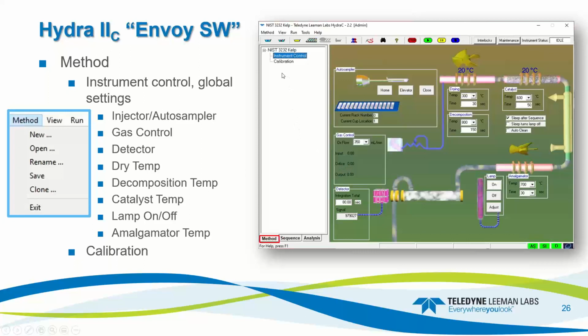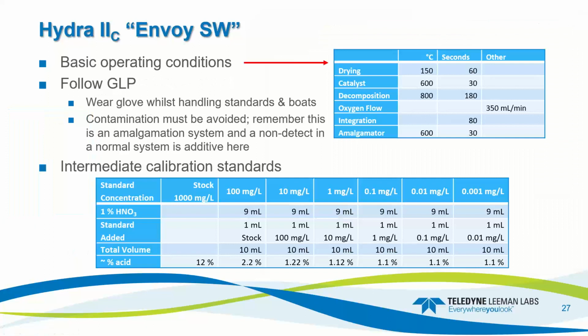And then once you have your method set up how you'd like it, you can run your calibration. We recommend calibrating with aqueous standards created from a serial dilution. That chart is shown here at the bottom. We start with the stock standard and do serial dilution to get our intermediate standard. We also recommend starting with these basic operating conditions that's shown at the top right.